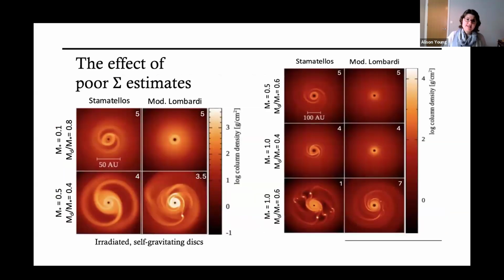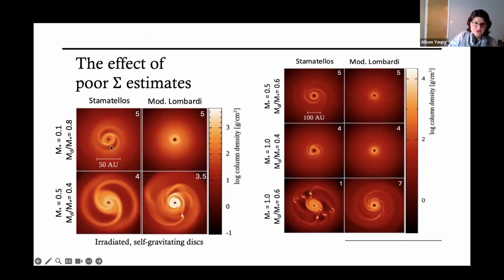So the next step then is to see what difference this makes. On the left-hand column, we've got simulations of disks that use the older method. So that's where we have a spherical cloud. And then we've got the new method, modified Lombardi, we call it, on the right, where we use the pressure gradient and adjust for the geometry of a self-gravitating disk. And we do see some clear differences.